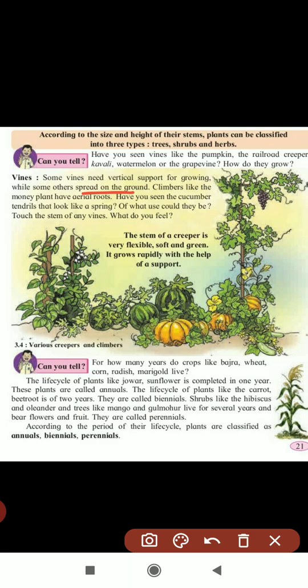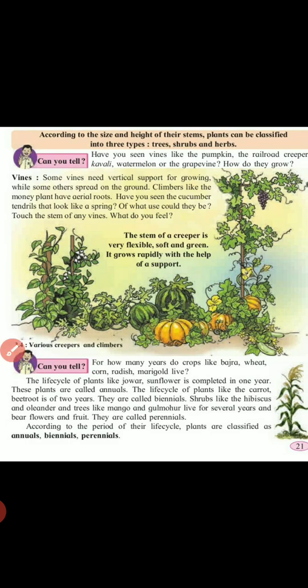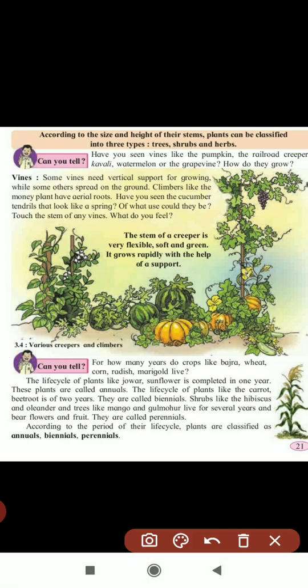Money plants also have aerial roots. Money plants in many houses have aerial roots. And tendrils, what are they? This small part looks like a spring and it gives support to the plant, like this. If you go to a farm, you will definitely see tendrils which give support to the plant. Understood? So these are the classifications of vines: creepers and climbers. You understood the creepers and climbers.